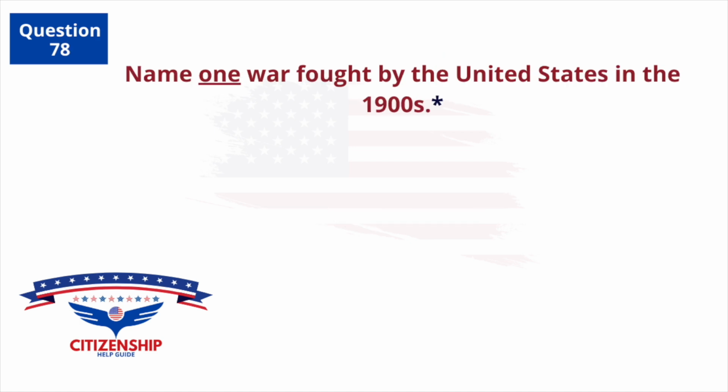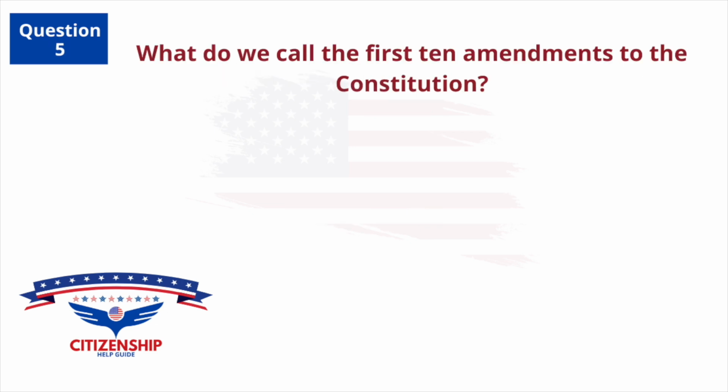Name one war fought by the United States in the 1900s. World War I. What do we call the first 10 amendments to the Constitution? The Bill of Rights.